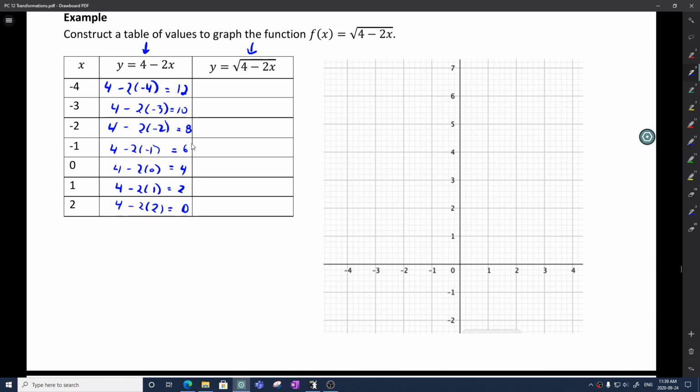So I have calculated the y values if y were equal to 4 minus 2x. Now I'm going to simply take the square root of those outputs. So the square root of 12. Now you can repeat the whole process, but really what we're going to end up with is square root of 12, square root of 10, square root of 8, square root of 6, square root of 4, square root of 2, square root of 0.